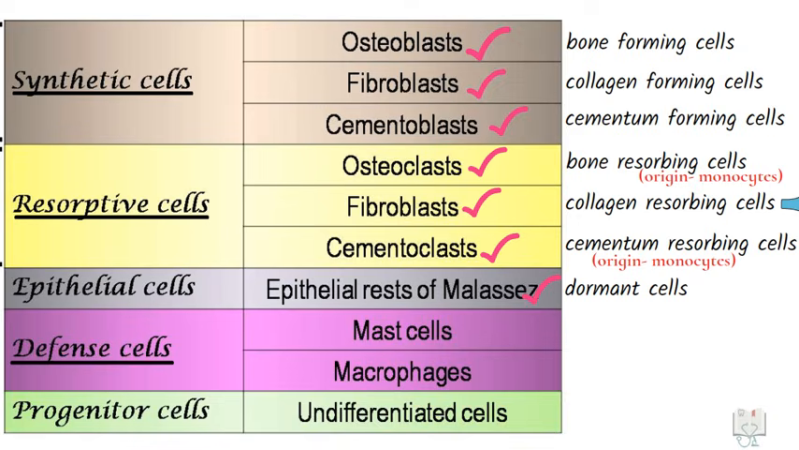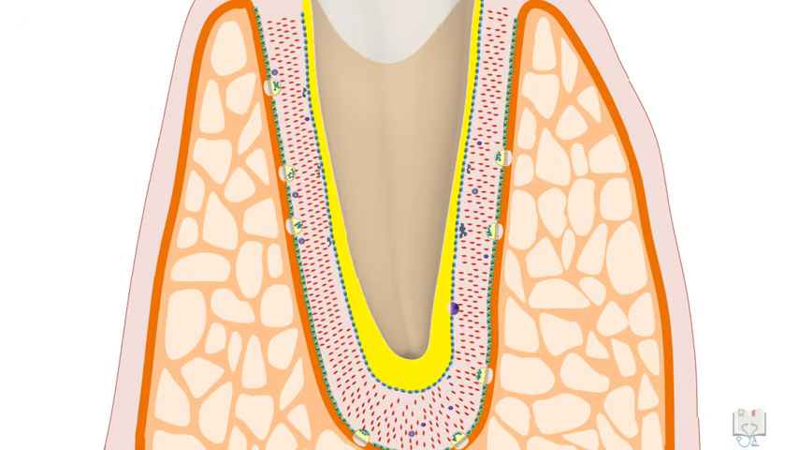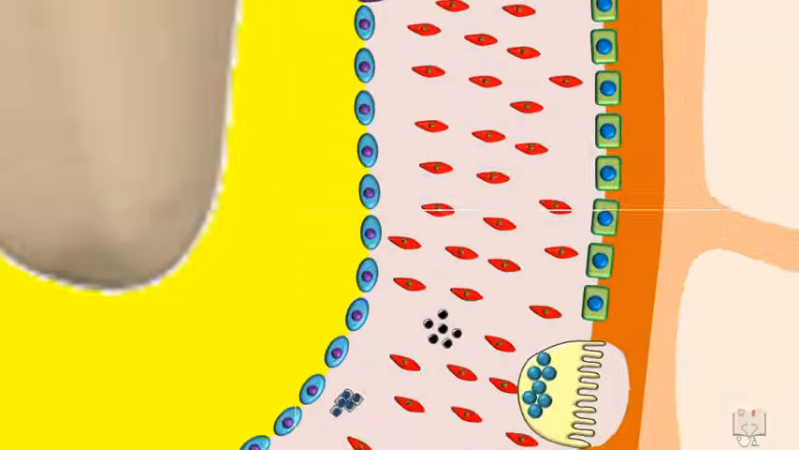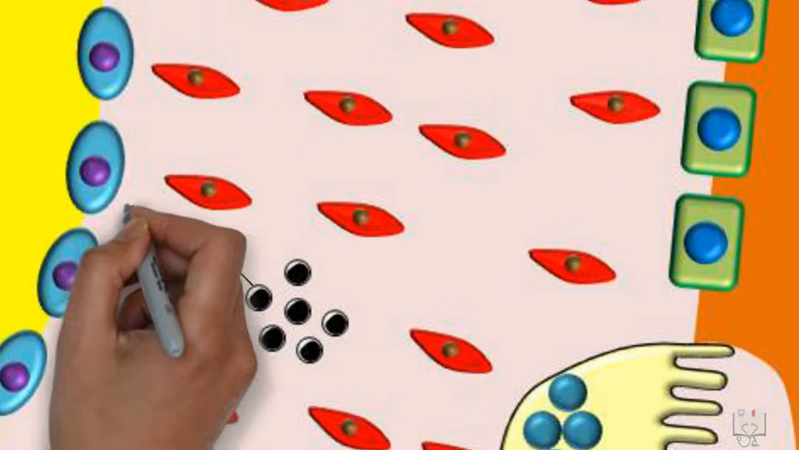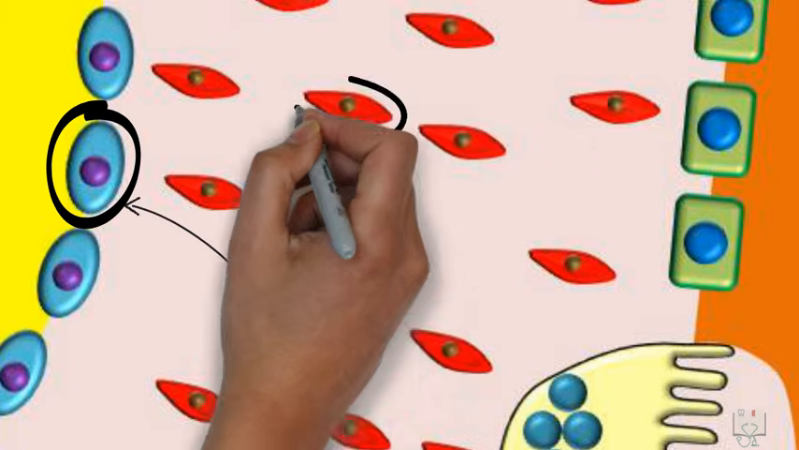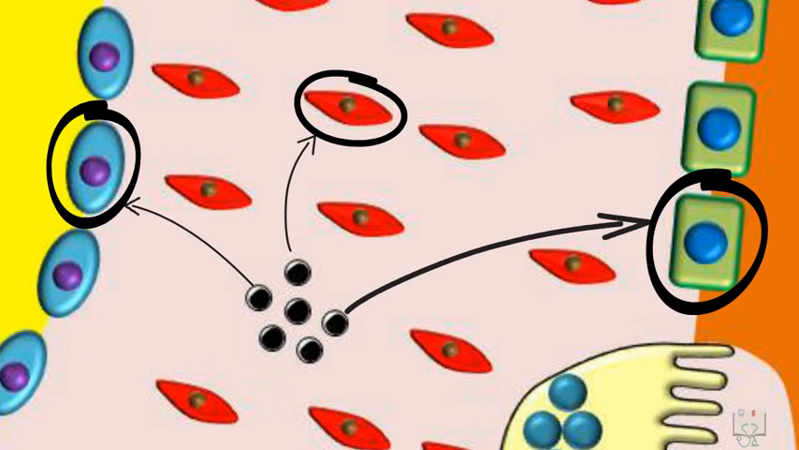Defense cells. Cells like mast cells and macrophages are present in the periodontal ligament. Progenitor cells are undifferentiated mesenchymal cells. In the periodontal ligament, they are located mostly adjacent to blood vessels. They are small cells with scanty cytoplasm and can differentiate into any of the progenitor cells when required.